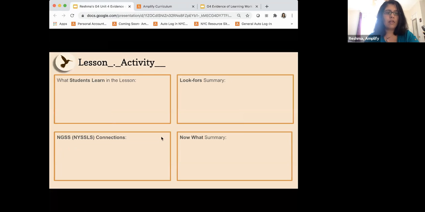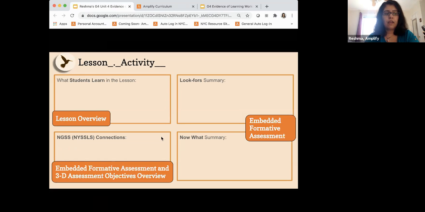And you'll see here there are 4 sections on the first slide. The first one asks you to summarize. What do students learn in the lesson? Remember, you can find that from the lesson overview. What are the look-fors, now what, and the NYS SLS connections?